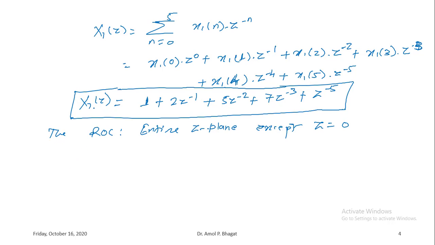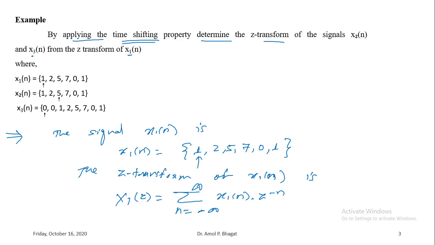So now we have identified the Z transform of this x1 of n. We identified the Z transform of x1 of n as x1 of z. From this Z transform we have to identify the Z transform of x2 of n and x3 of n. But what is the relationship between x2 of n and x1 of n? You can identify it from these given samples.